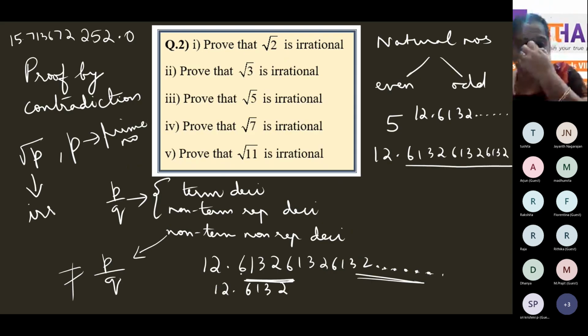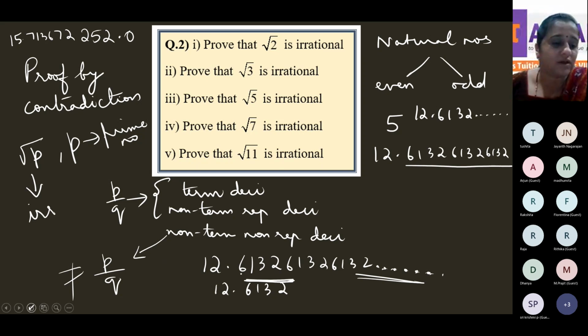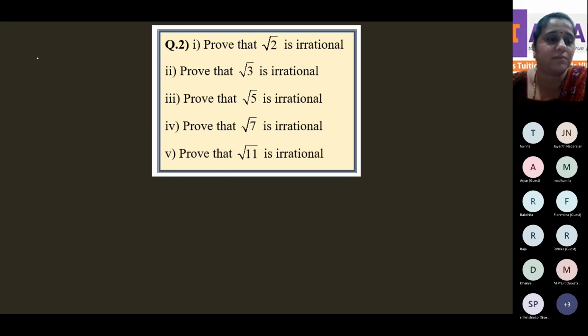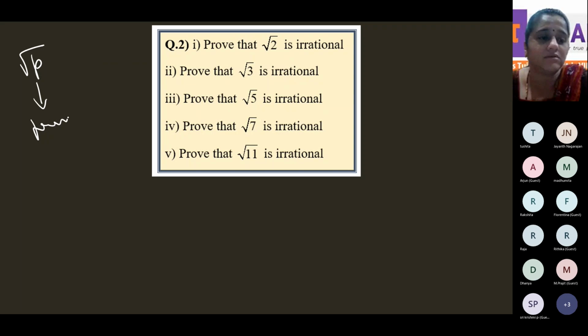So coming back to our discussion, we have to prove that any expression of the form root p, where p is a prime number, is irrational. Real numbers are only two things, rational or irrational. If something is not rational, it is irrational, because we're talking only about real numbers. We are not talking about imaginary numbers. We are talking only about numbers that exist.